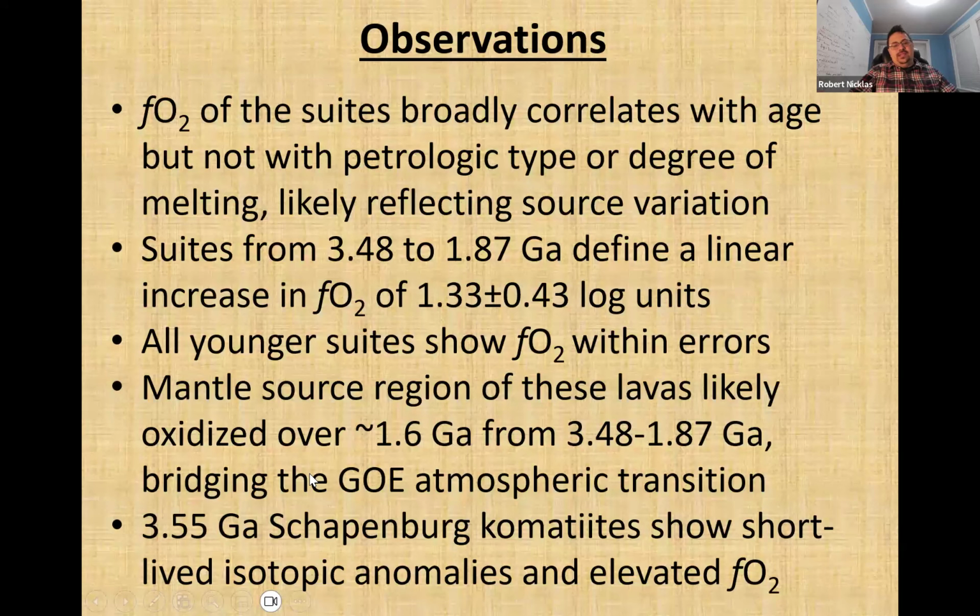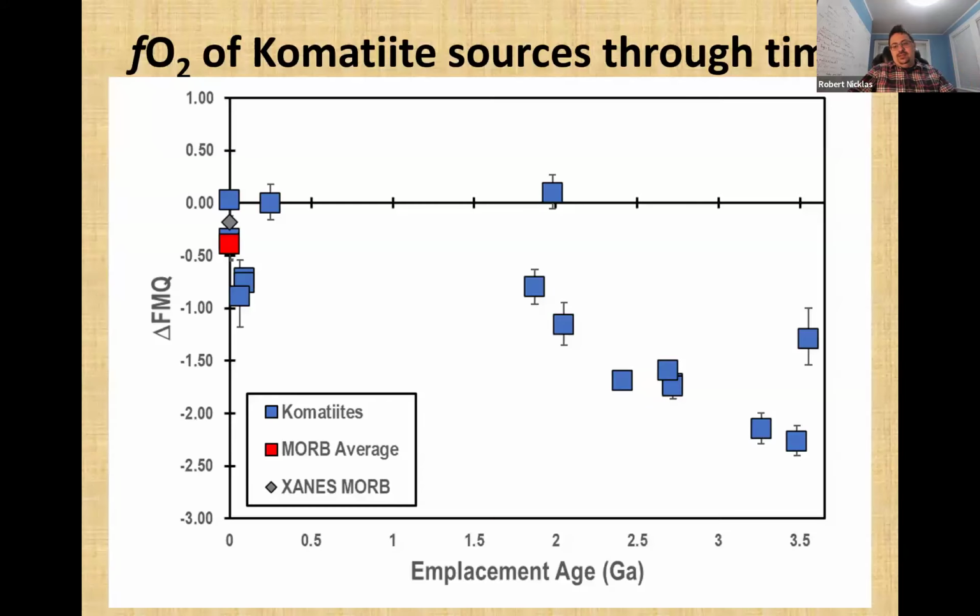Additionally, our oldest lavas, the 3.55 Ga Schapenburg komatiites, are some of the most geochemically unusual lavas on Earth. They show short-lived isotope anomalies. They show elevated fO2. It's these right here. This is the Schapenburg lavas. So all of these others show typical mantle-like isotopic signatures. They don't show isotopic signatures that would indicate they're not representative of the bulk mantle.